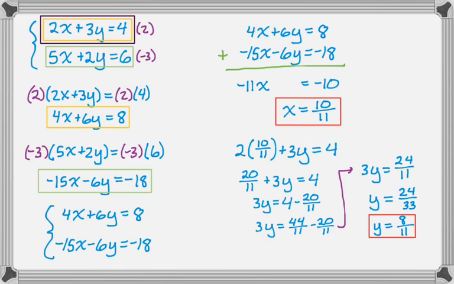So x is 10 over 11, y is 8 over 11, or I could write it as the ordered pair, 10 11ths, comma, 8 11ths. And that's the problem. So in this case, a little different. I had to multiply the top and the bottom equation by something. And what I did was I looked at the coefficient of y in both equations, and I used that as my guide. If I had multiplied the top by 2 and the bottom by positive 3, they wouldn't have canceled out. So instead I multiplied the top by 2 and the bottom by negative 3 and just changed the sign of one of them. And it works out. So I hope you found this helpful, and good luck.